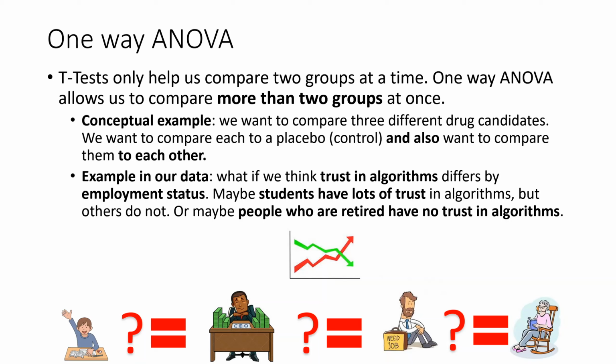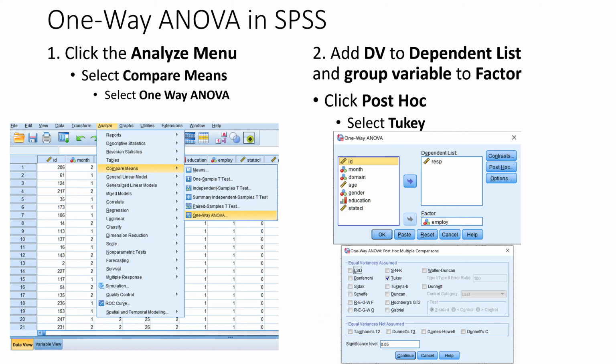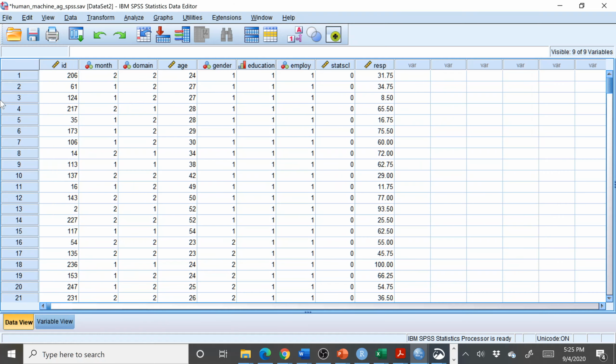In our example, what we're going to look at is whether trust in algorithms differs by employment status. This is one of the only variables in our data that has more than two groups. It's not necessarily a great example because do we really think that this is going to vary by employment status? Maybe students have a lot of trust in algorithms. Maybe people who are retired don't have much trust in algorithms. I don't know. I don't have a strong hypothesis about it, but it's still an example that we can look at in our data. So we're going to go back over to the SPSS window.